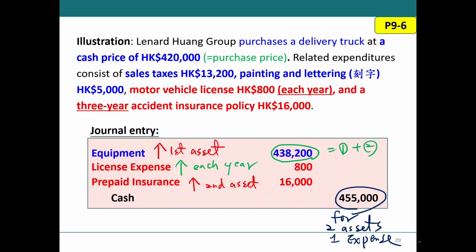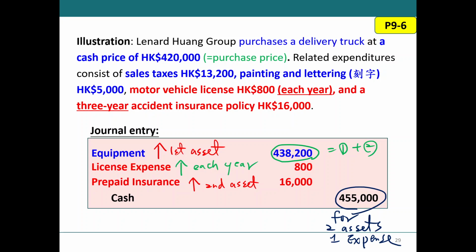Okay. So that's our first issue we've done already. How to determine the cost. If you buy it, 1 plus 2. If you construct your own buildings, then you have to be careful about the different items we have, like contractors, like architects, like a building permit, like excavation cost.